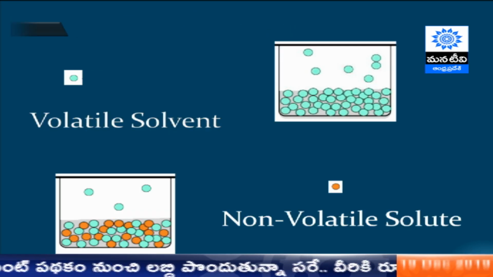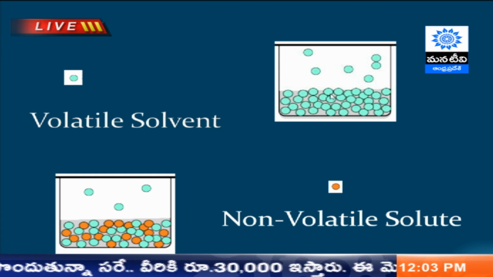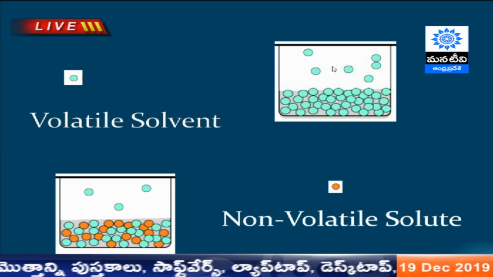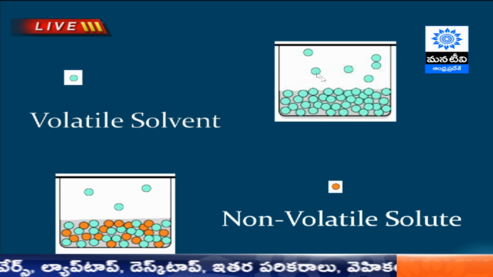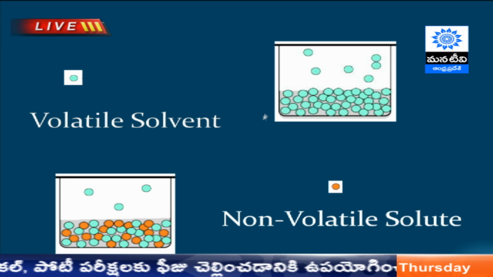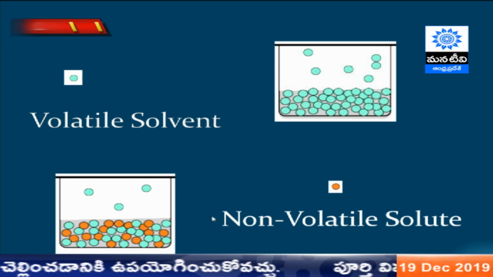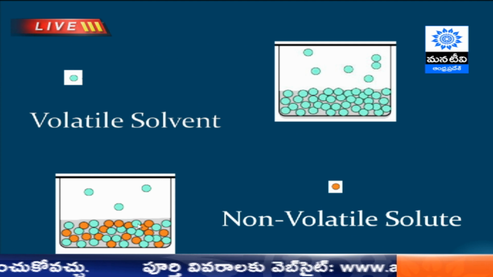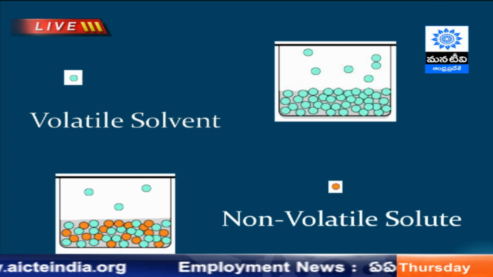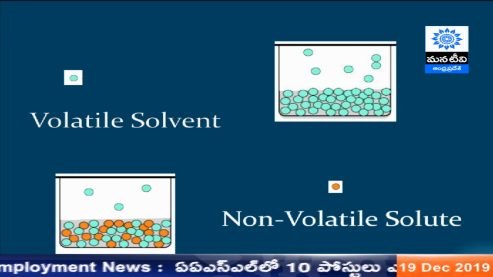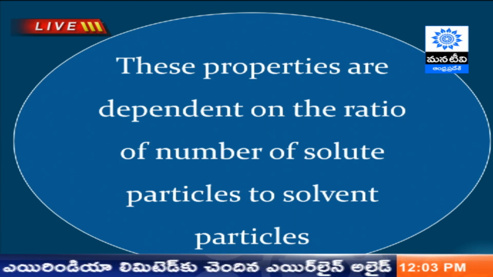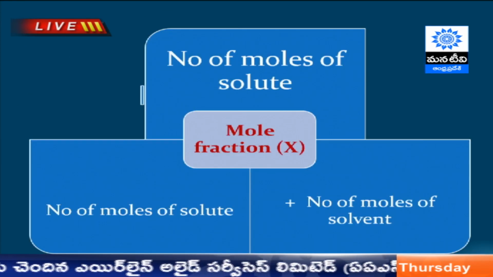Now, volatile solvents have a tendency to vaporize. They go into the space due to entropy. Where there is more entropy, the vapors go into that state, hence the solvent molecules vaporize. Now, when you add a solute which is not volatile, it obstructs the number of solvent molecules escaping into the volume. Hence, there is a decrease in pressure. These properties are dependent on the ratio of number of solute particles to solvent particles.